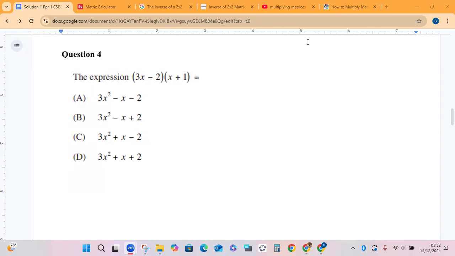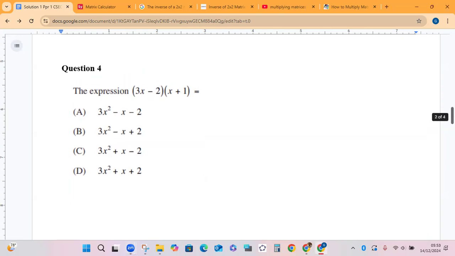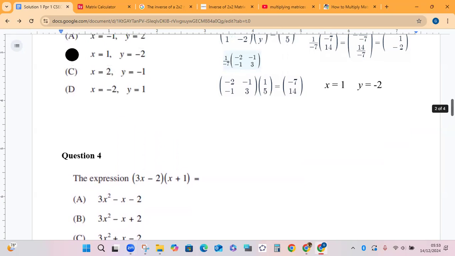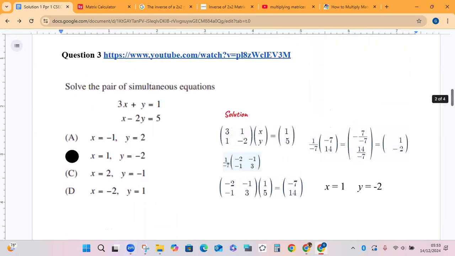But before we demonstrate how to do this, let's go back to number 3. I think I forgot to mention that the answer is C. X is 1 and y is equal to -2.